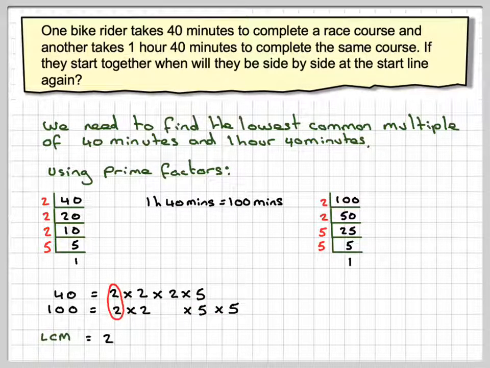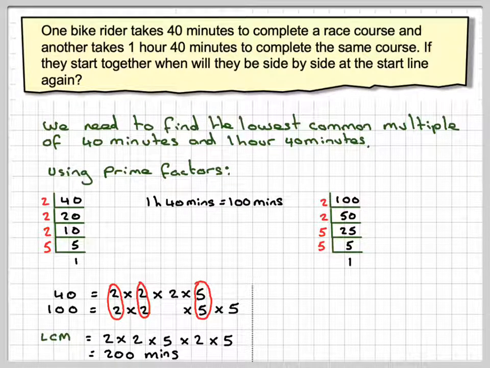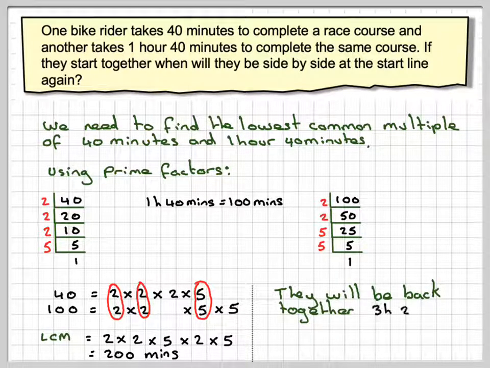Okay, so to find the LCM, you look for the common ones, which are 2, 2, and 5, and then you take what's left, which is an extra 2 times 5. Multiplying that out, you're going to get 200 minutes. So they will be back together 3 hours and 20 minutes later. See how many times 60 goes into that, and look for the remainder for the number of minutes.